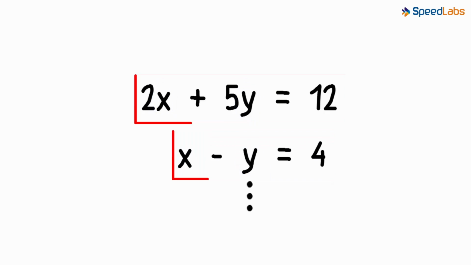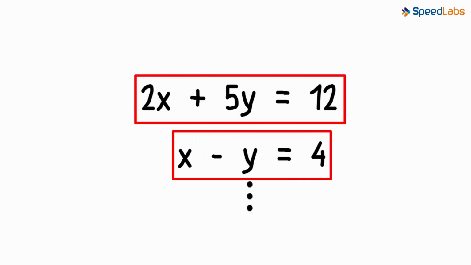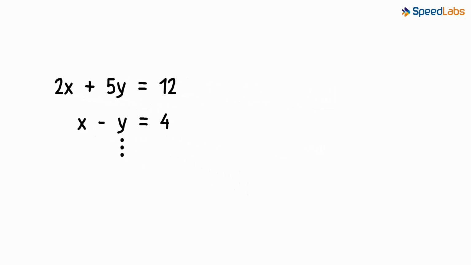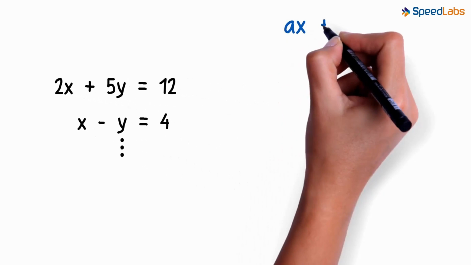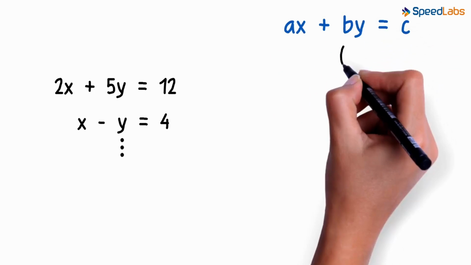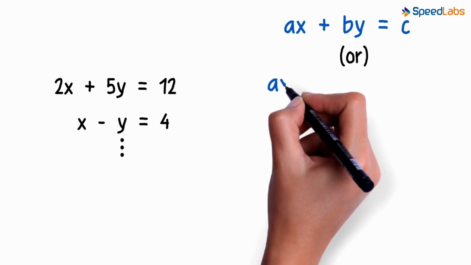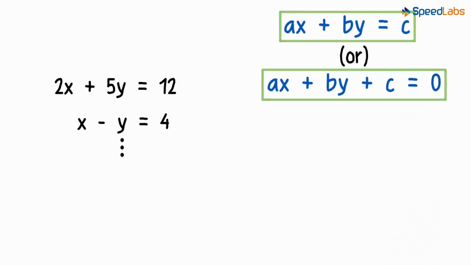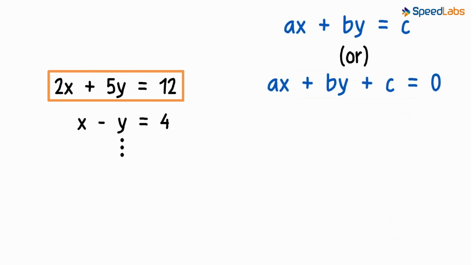But how do we generalize it? How can we define it? We can say that a linear equation in two variables is of the form ax plus by equals c, or sometimes it's also written as ax plus by plus c equals 0. Both are correct. For example, the first equation can also be written as 2x plus 5y minus 12 equals 0.